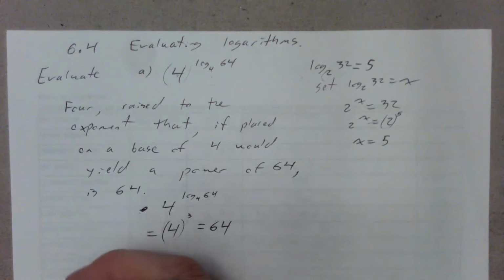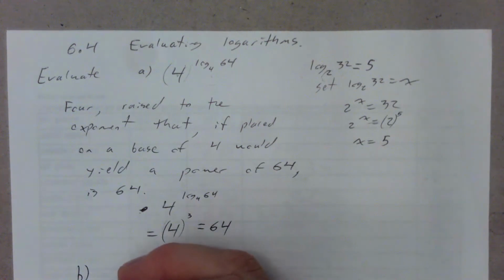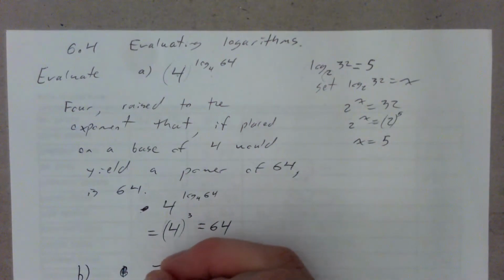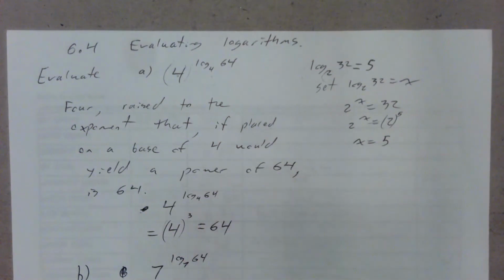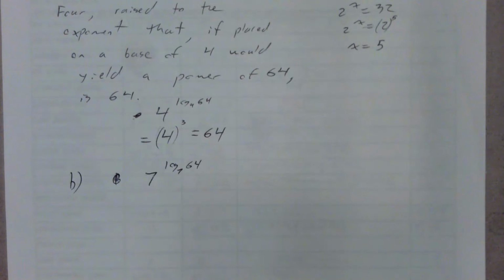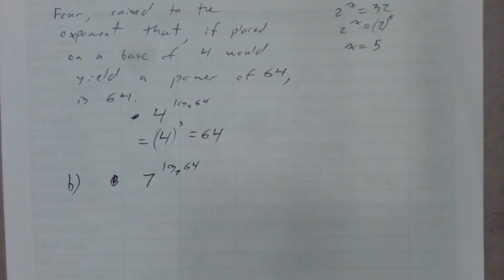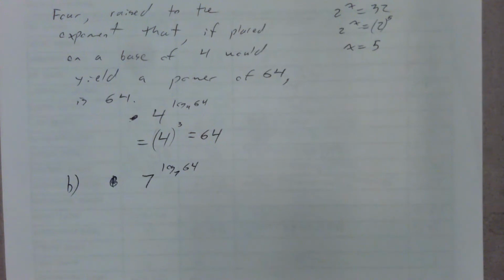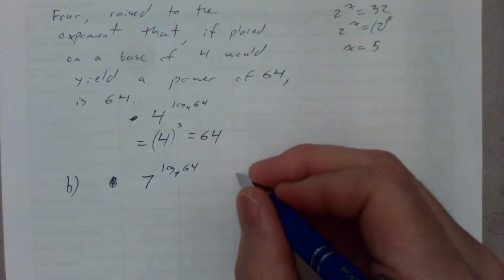Let's try another. Similar numbers. 7 to the exponent log base 7 of 64. So this one might be a little bit more challenging because I don't know the exponent I place on a base of 7 to receive the power 64. It's some number between 2 and 3, I guess. Probably closer to 2. Let's try it again in English.